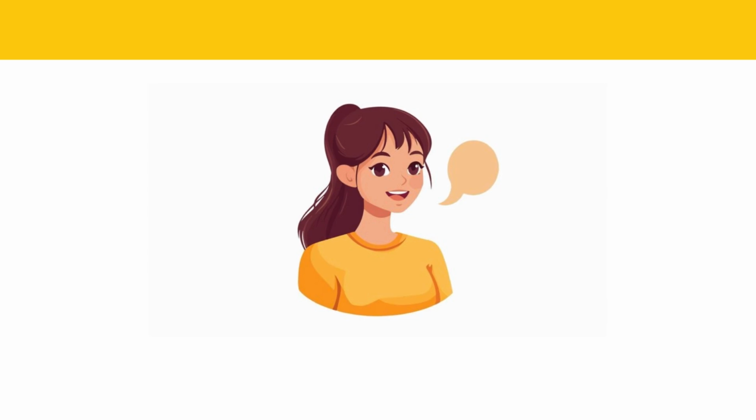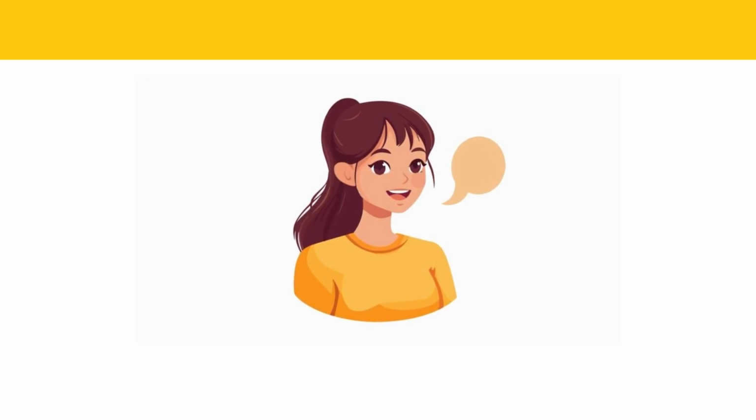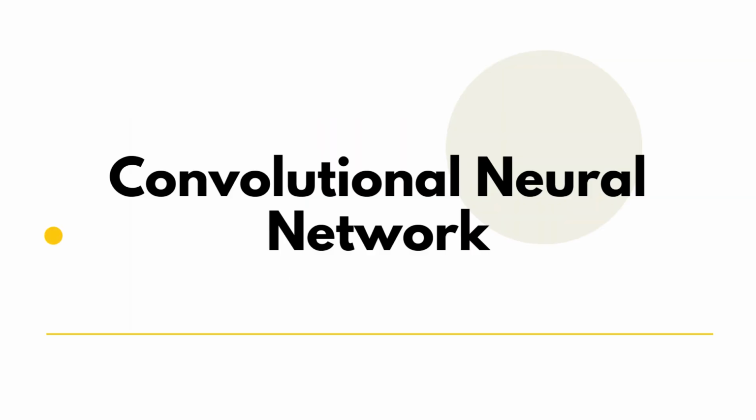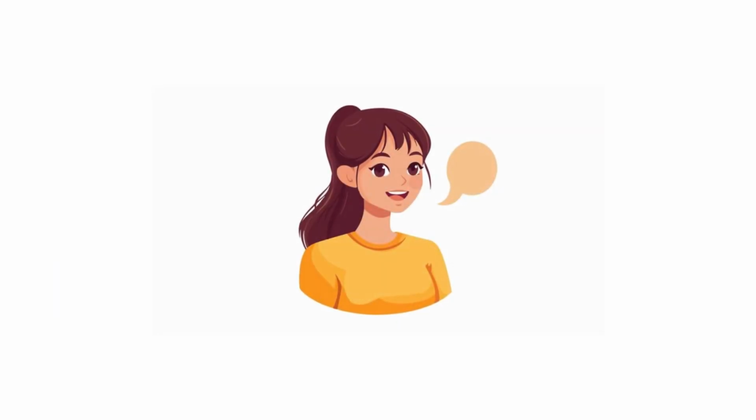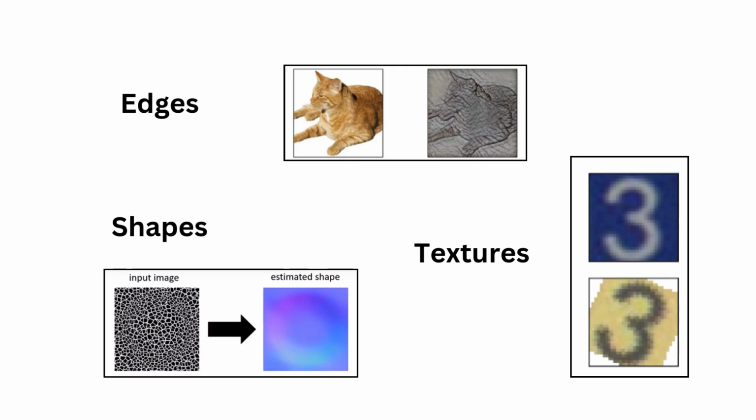Once the dataset was ready, I got to work on building the model. I chose a convolutional neural network, which is a type of neural network designed specifically for image data. Why a CNN? Because it's incredibly good at identifying patterns like edges, shapes, and textures, exactly what we need for recognizing digits in challenging images.